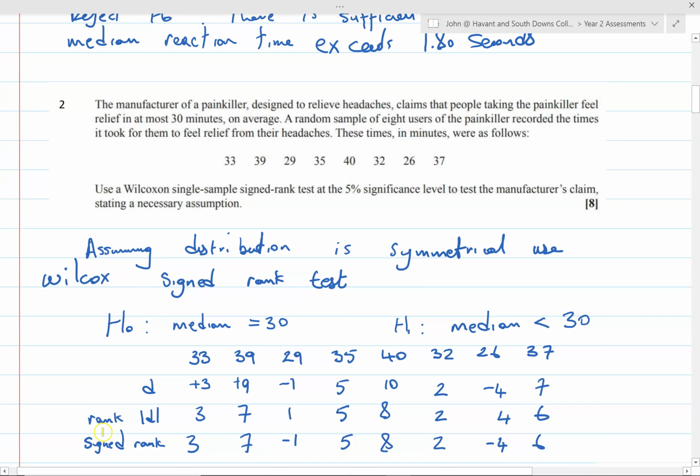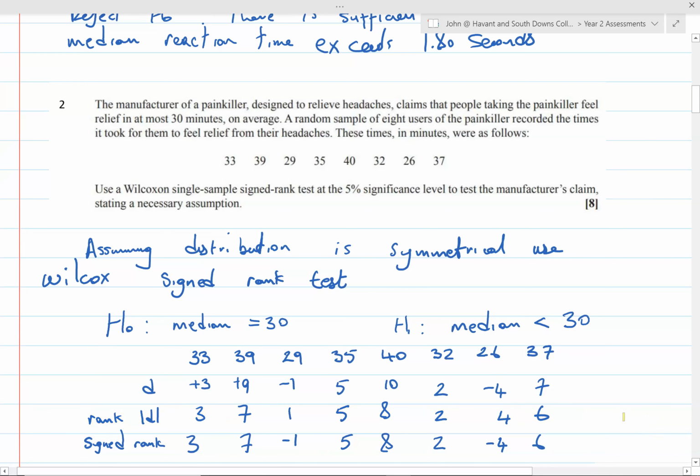Now what I do then is rank them, but rank the modulus, the magnitudes of them. So I'm ignoring the negative sign. So the smallest absolute difference is 1. Okay, it's -1, it's below, but it's the smallest distance it is from the median, so that's 1. And then the next smallest is 2, because that's only 2 from the median. The next smallest is 3. And the next smallest is 4, dropping the negative because we're looking at the modulus of them.